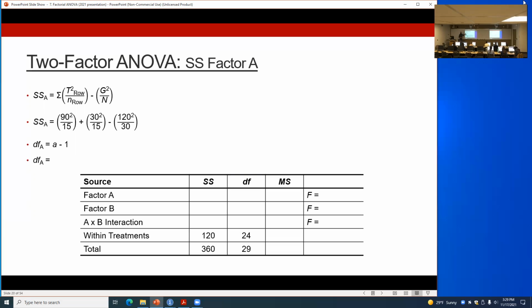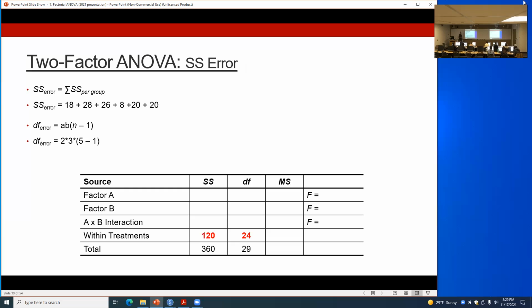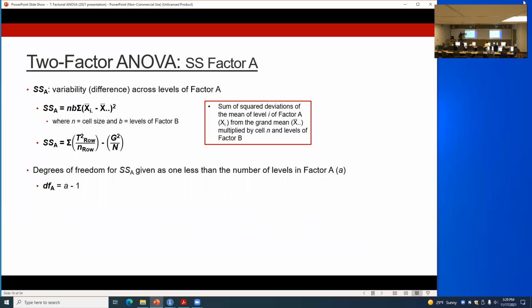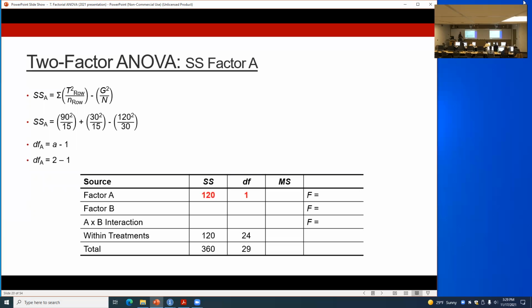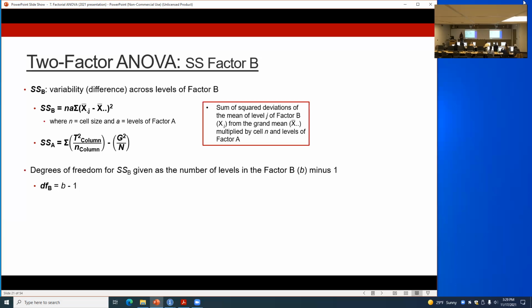This is a handy calculation, but it doesn't mean anything conceptually. I can't look at this and say, oh yeah, this is what's happening, whereas I can with the other one. So I just want you to know the difference between the two. Two levels of factor A minus 1, drop that down. And so we get sum of squares for factor A of 120, and degrees of freedom of 1. And then the same thing for factor B.